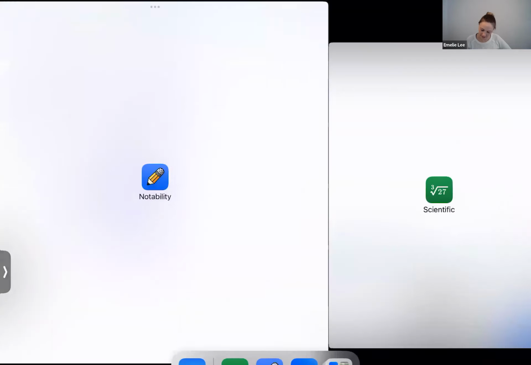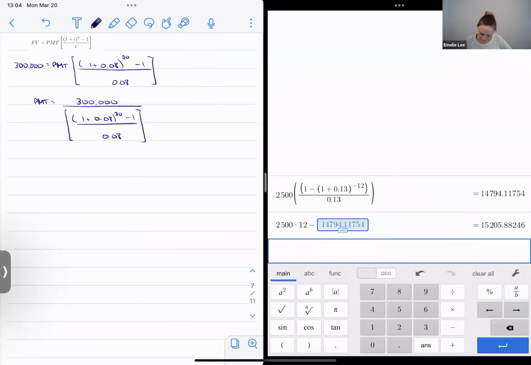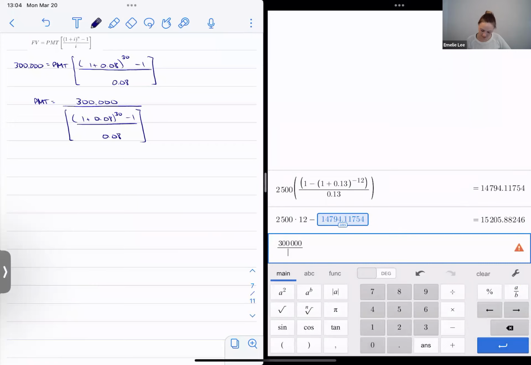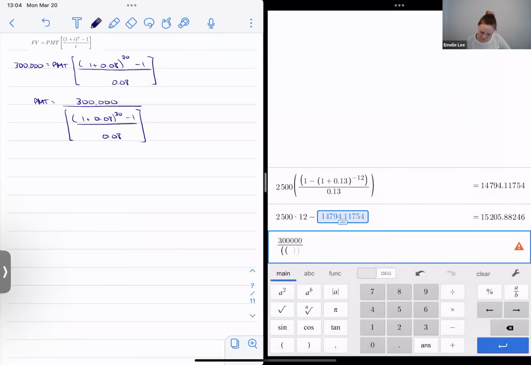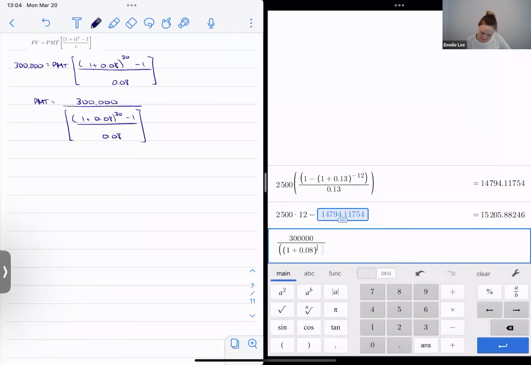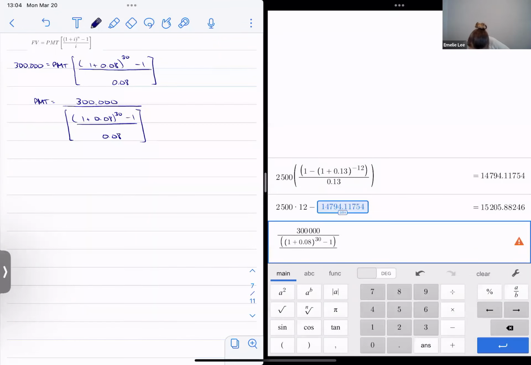So now I'm ready to. I've got 300,000 times 0.08, divided by bracket 1 plus 0.08, bracket to the power of 30. Just make sure it looks the same way. Step it down, minus 1. Let's see if I close that bracket. Yeah, then the denominator, 0.08.